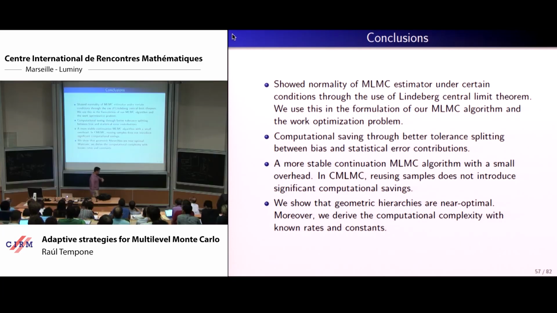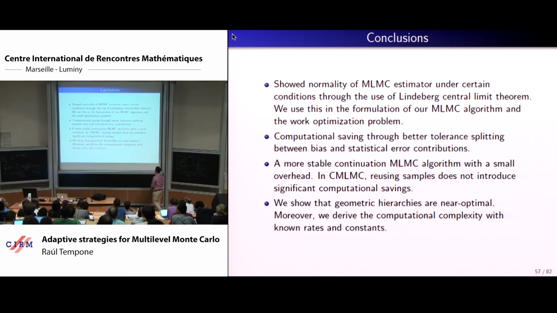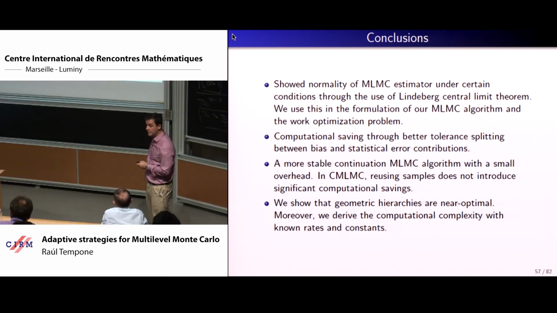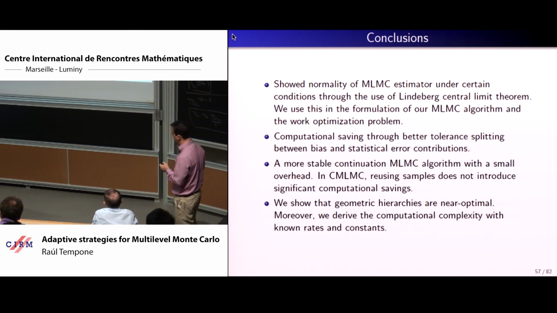So what is the second part of the conclusions? We didn't discuss much of normality, but we have a result using the Lindeberg-Feller theorem in this context. Better splitting between bias and statistical error can improve the work a little bit, and this continuation Multilevel Monte Carlo tries to provide a more stable algorithm that allows you to find the constants in between. Geometric hierarchies are nearly optimal, but they are not the geometric hierarchies that you are used to working with. They come from this optimization. They have specific values that may depend on tol as well.